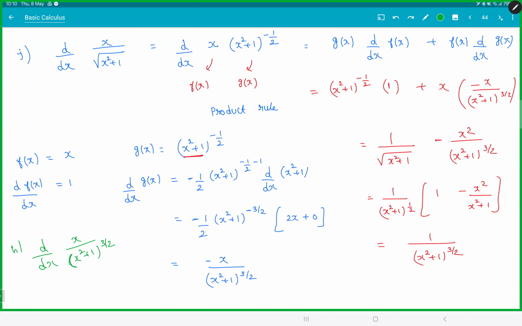You can ask me, sir, why didn't you use the division rule? I don't like the division rule. I mean, you can use it, nothing wrong, because I always feel the division rule is a big formula: g of x into differential of f of x minus f of x into differential of g of x, denominator g of x square. I don't like that. You'll get the answer. Product rule is sufficient. But if you like the division rule, fair enough, you can go ahead with that.